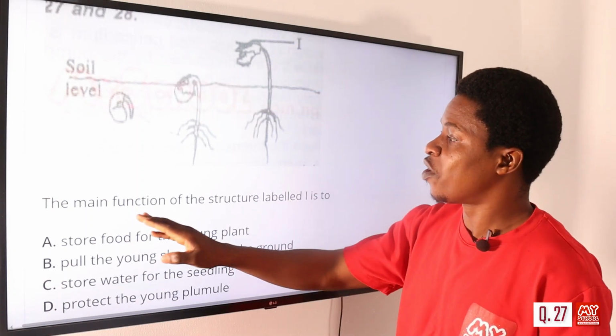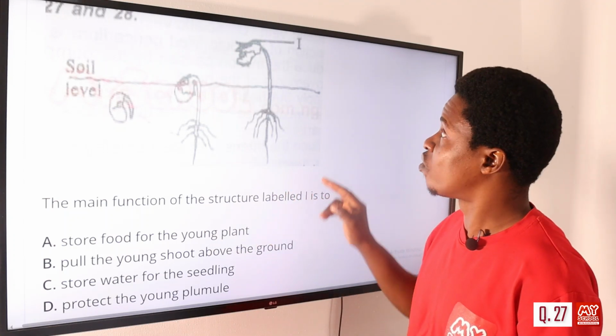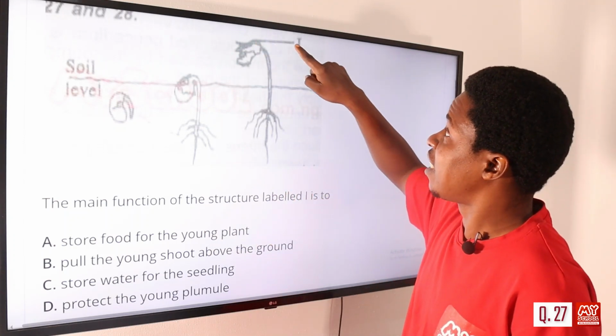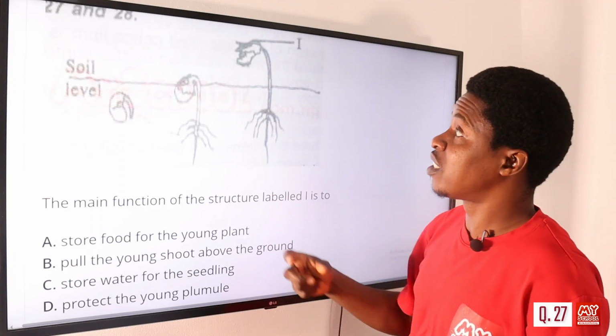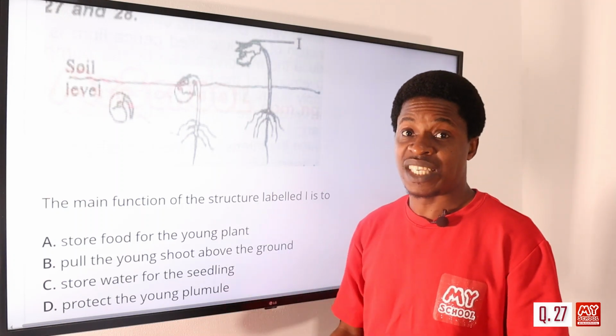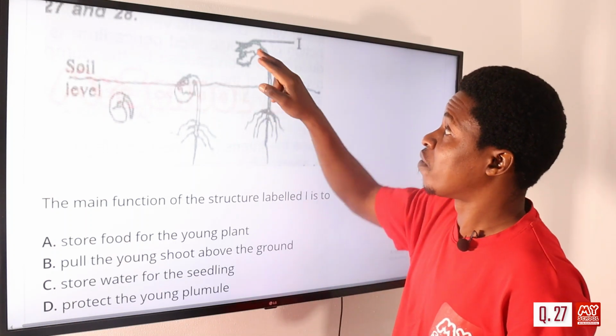The question says the main function of the structure labeled I is to what? The structure labeled I is the cotyledons. Cotyledons are the first leaves that come out from the seedling of the plant once it goes out of the soil. So that's the leaf.